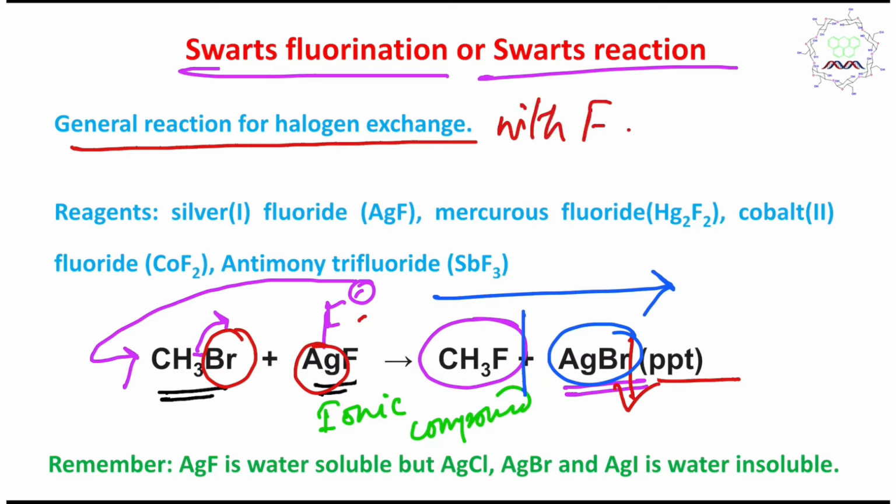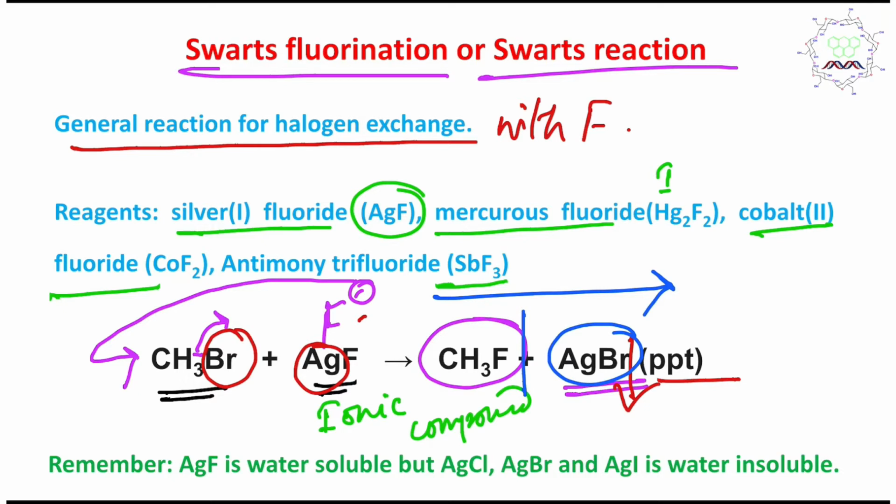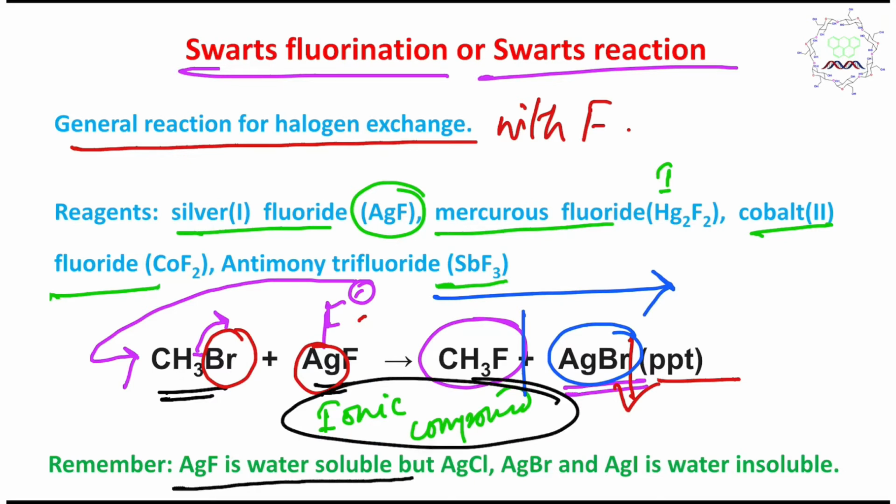Please remember, in this case the reagent is silver(I) fluoride, mercurous fluoride (mercury oxidation state is 1), cobalt(II) fluoride or antimony trifluoride. These are the reagents. One piece of information I suggest you remember: silver fluoride is water soluble. It's an ionic compound as I told, but silver chloride, silver bromide and silver iodide are water insoluble.